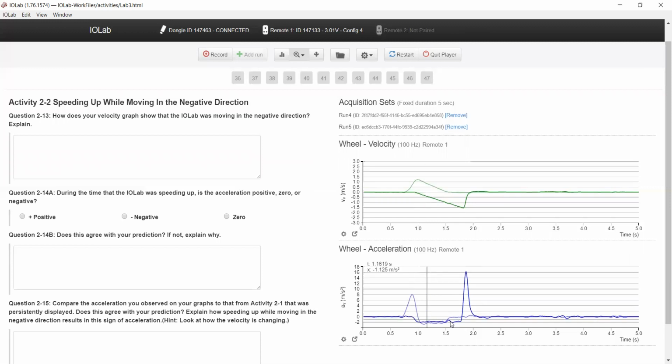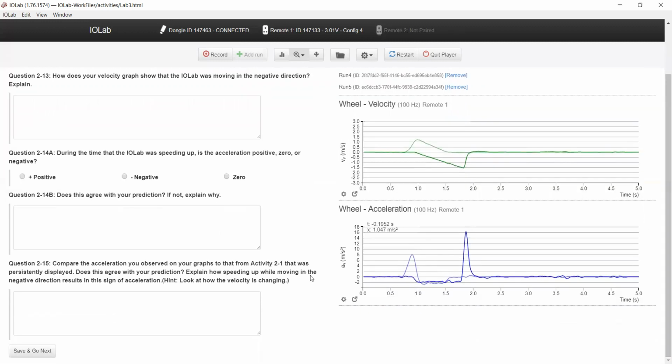So the IOLab was moving down. You may write it down. Okay, did they agree with your prediction? Compare the acceleration you observed on your graphs from activity 2.1 that was persistently displayed. Oh, sorry, that was the one for 2.1. Yeah, you are slowing down. So this is kind of the same. Yeah, so that was for 2.1.